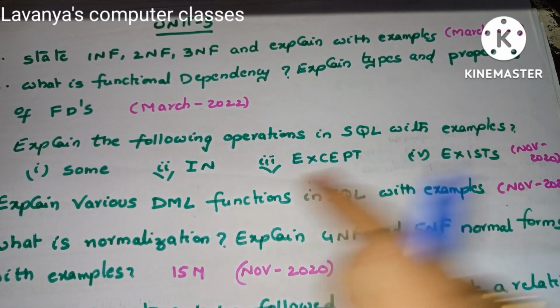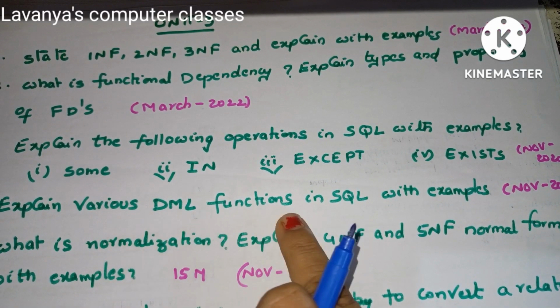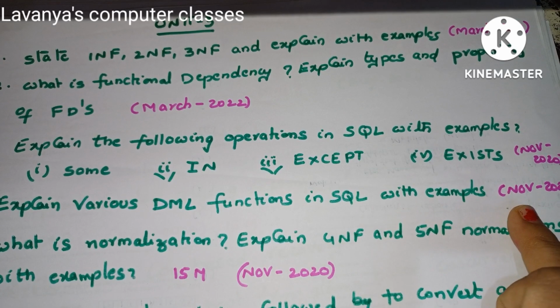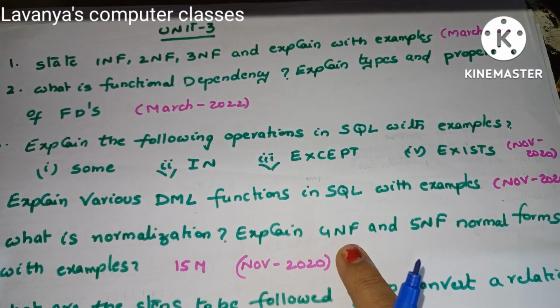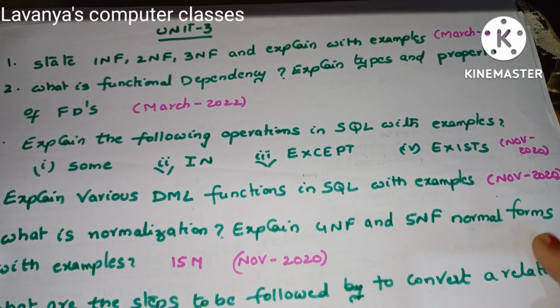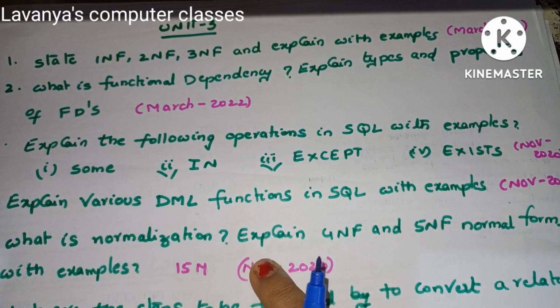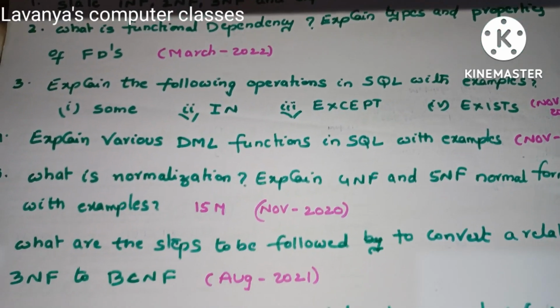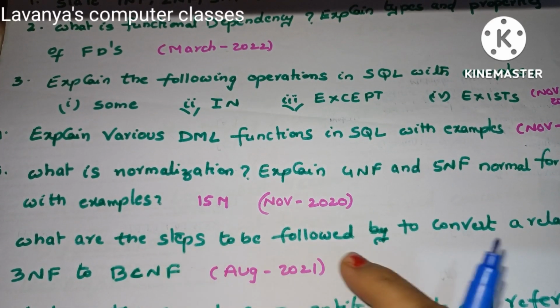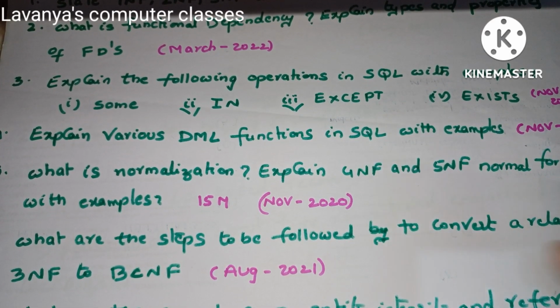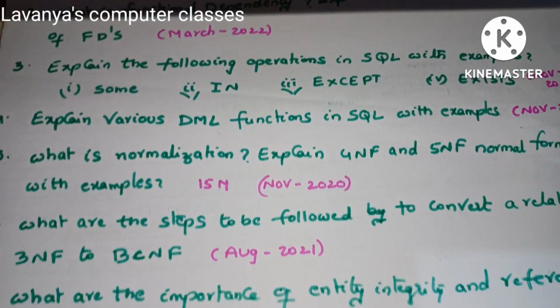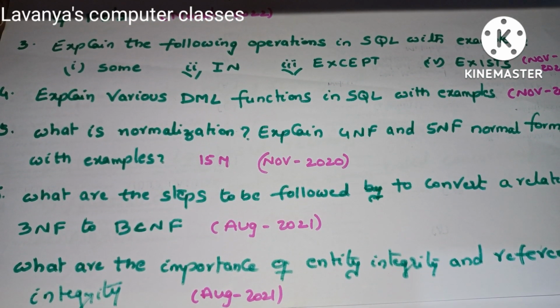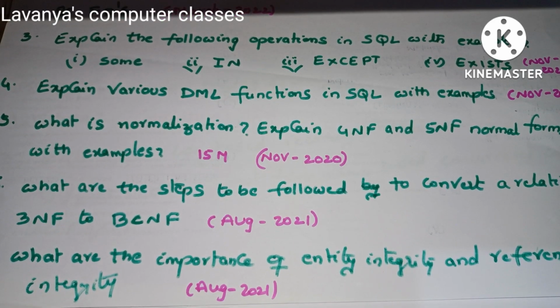November 2020. Explain various DML functions in SQL with examples, November 2020. What is normalization? Explain 4NF and 5NF normal forms with examples. Totally 15 marks question, November 2020. And what are the steps to be followed to convert a relation in 3NF to BCNF? August 2021. And what is the importance of entity integrity and referential integrity?